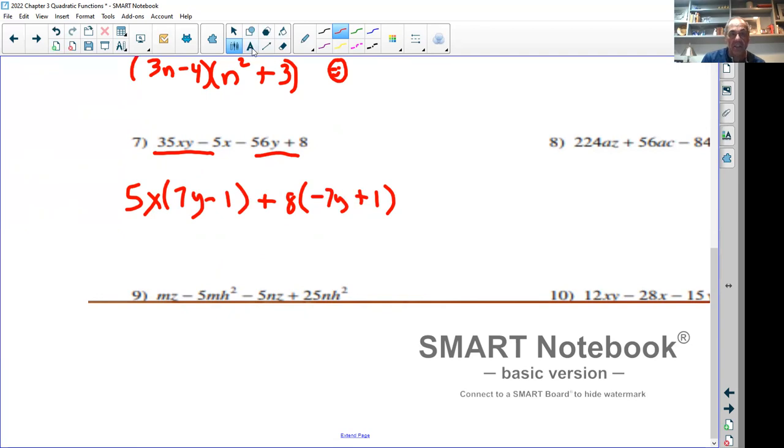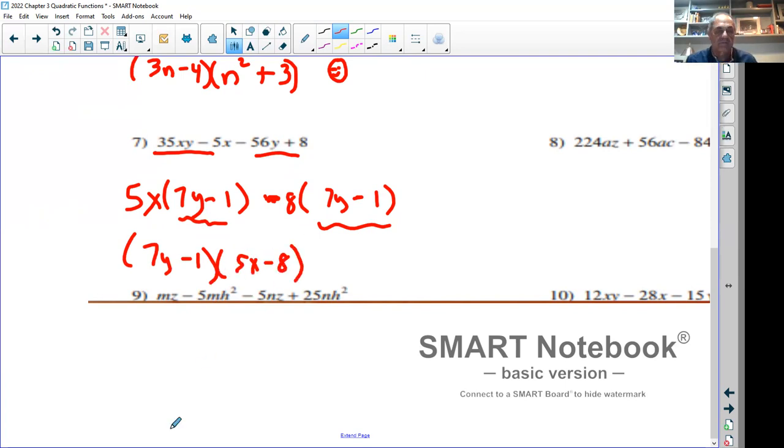But what that generally means is we should have factored out a negative. Because if I factor out a negative 8, negative 56 divided by negative 8 is positive 7y. Positive 8 divided by negative 8 is negative 1. And now we got a match. Pull out 7y minus 1, 5x minus 8. You got it. Let's go on to the next page.